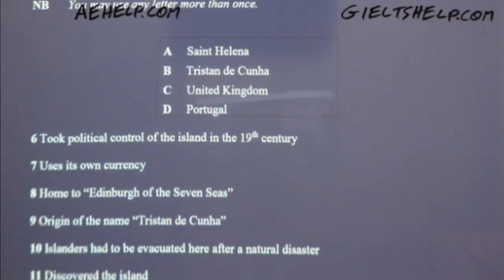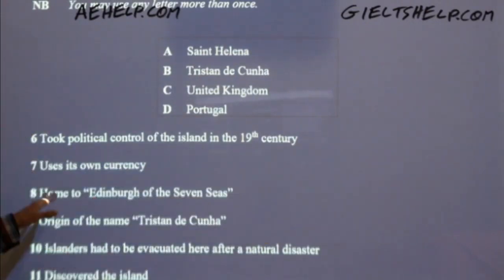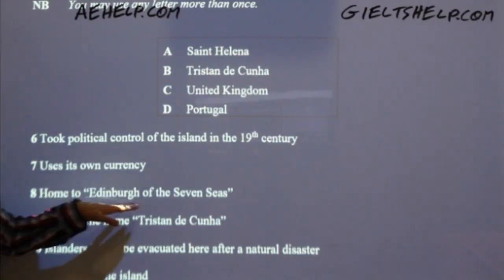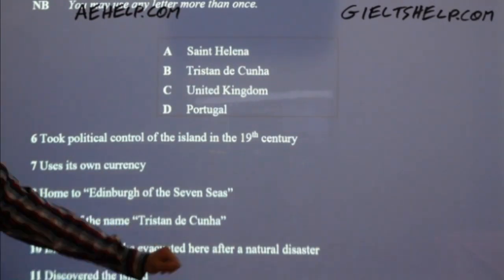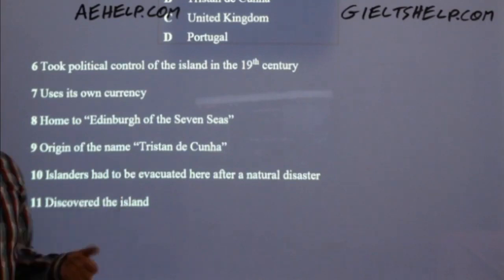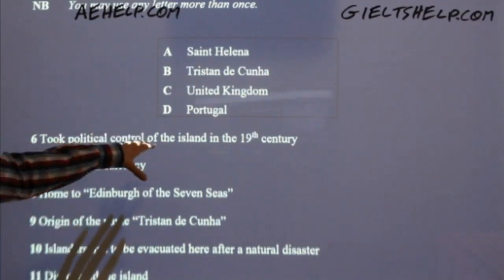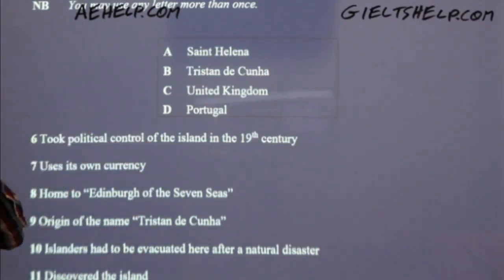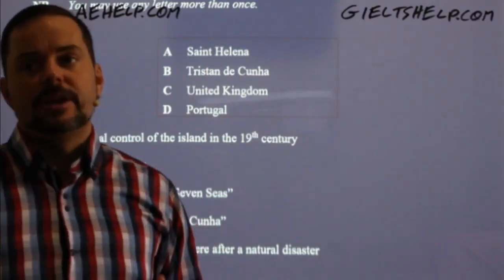3 other locations. Took political control of the island in the 19th century, uses its own currency, home to Edinburgh of the Seven Seas, origin of the name Tristan da Cunha. Islanders had to be evacuated here after natural disaster and discovered the island. So again, more about the history. When you're reading these kinds of statements that you know are in the passage, you should realize that these are likely paraphrased. So as you read these, reflect on the paraphrasing. Okay, reflect on the paraphrasing.